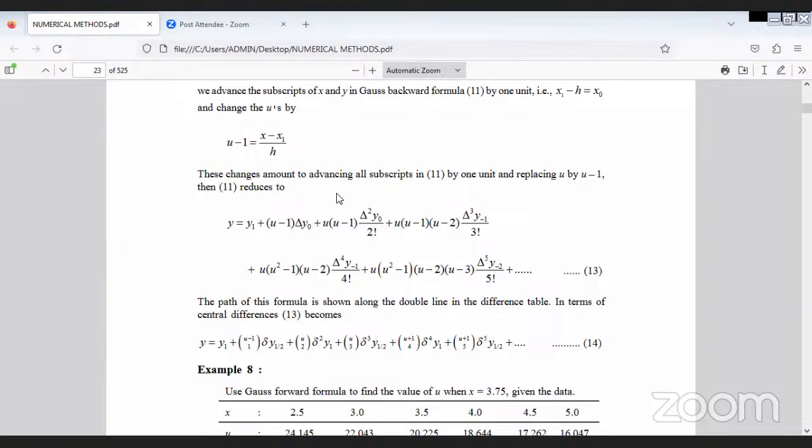The y is equal to y1 plus u minus 1 del y naught, u minus 1 del square y naught by 2 factorial, u minus 1 u minus 2 del cube y minus 1 by 3 factorial, u square minus 1 u minus 2 del 4 y minus 1. This is a Gauss reduces one.